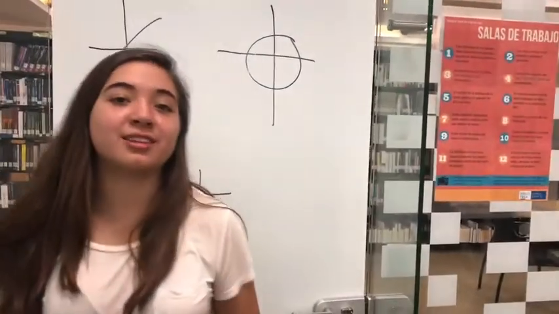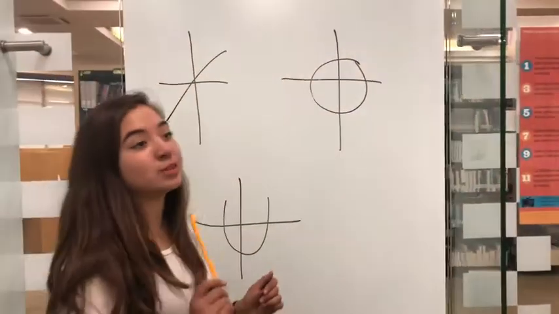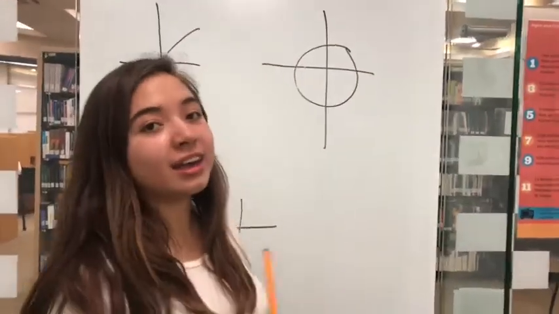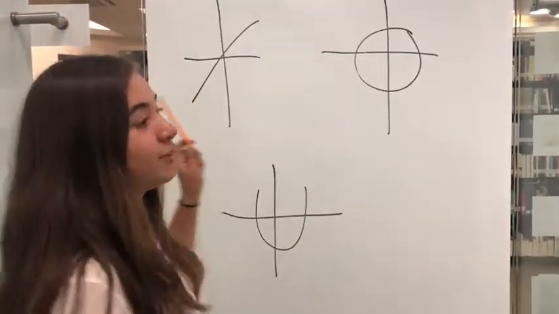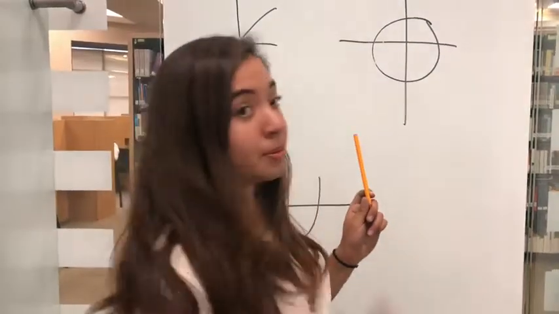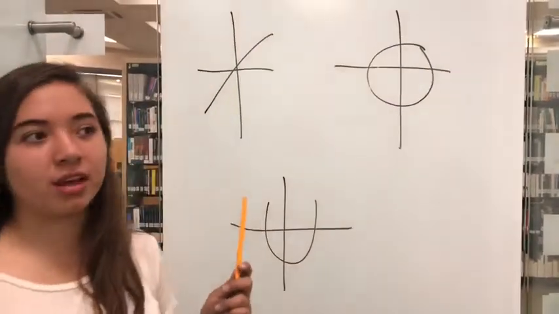Another way to identify a function is with the vertical line test. It consists of putting a vertical line on the graph, and if it touches more than one point, it means that it's not a function.